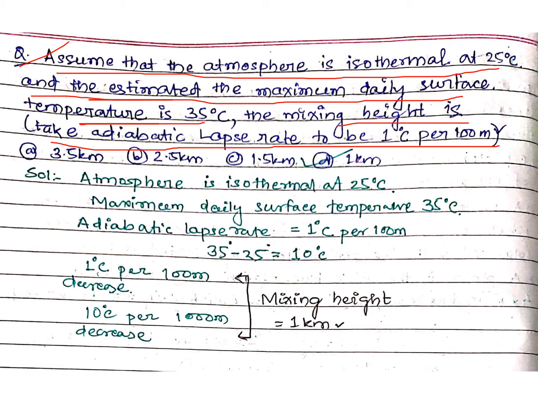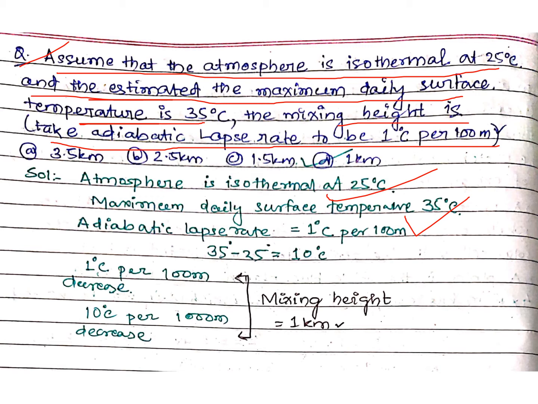So the atmosphere is isothermal. There is no change in the temperature at 25 degrees Celsius. There is no exchange of heat in the atmosphere. That is mentioned in the question as we have written here. Now the maximum daily surface temperature is also there. At the surface, we are seeing 35 degrees Celsius.